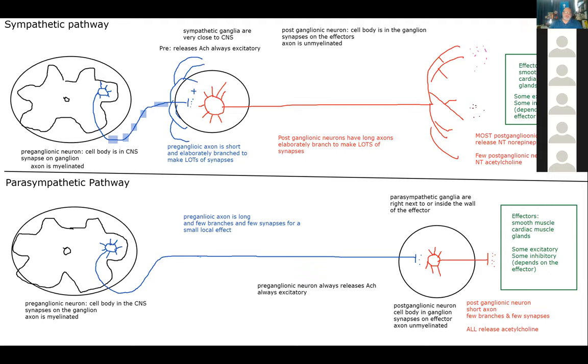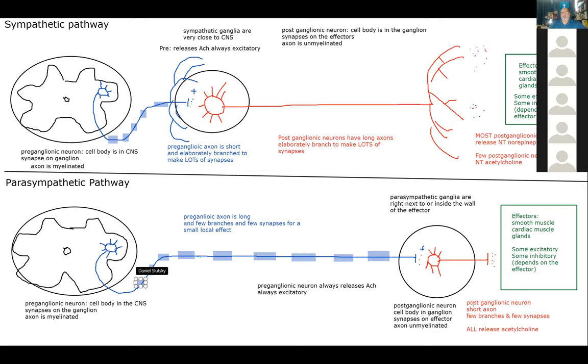Both require two neurons. Both preganglionic neurons release acetylcholine, and for both of them, they're excitatory. Oops, I forgot to myelinate this one. For both of them, their preganglionic neurons are myelinated, their postganglionic neurons are unmyelinated. So their differences are the locations of the ganglia, and then that affects the lengths of their axons, but also the branching is different between them as well. And then the other big difference is what neurotransmitter is released to the effectors.